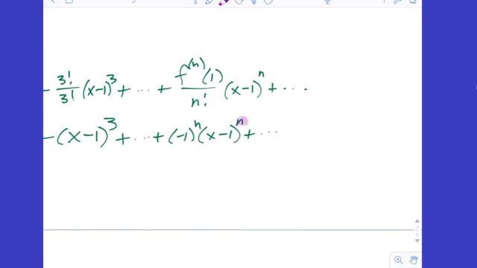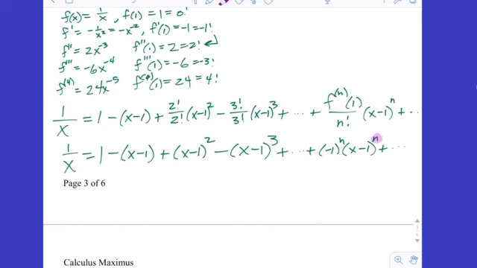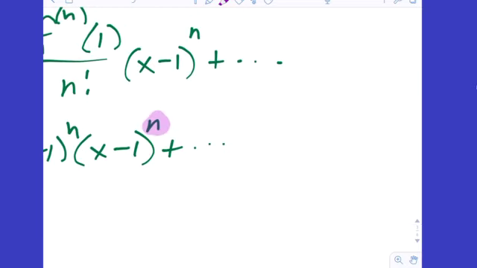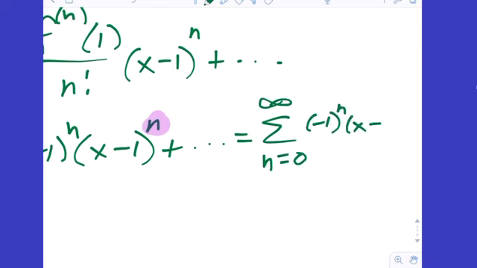On the powers of x, that n has to be a what to get the first term to be a 1? A 0 or a 1? It's got to be a 0. When I plug that same 0 into n on the alternator, do I get the correct sign? I do. So remember, sometimes we might have to come back and adjust the alternator by putting an n plus 1 there. All right, and then for what it's worth, let's say that equals the sum from n equals 0. We already talked about that. Negative 1 to the n, (x minus 1) to the n.